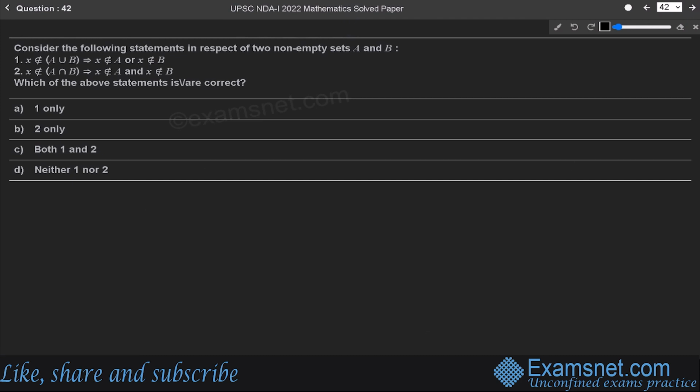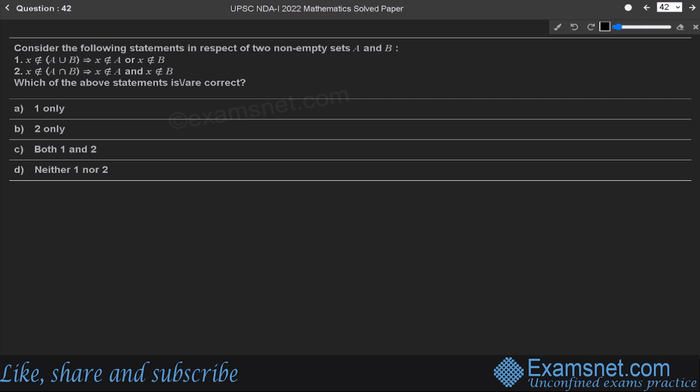Next question is, consider the following statements in respect of two non-empty sets A and B, and two statements are given. This question is a very important question, so understand it very carefully. It comes many times in exams and it is very, very important.